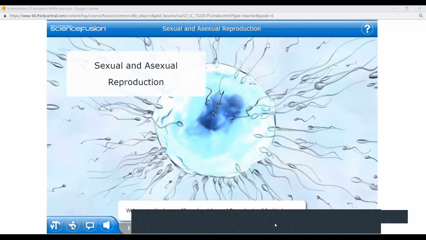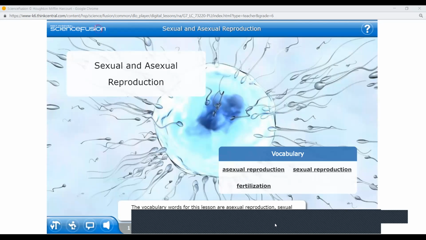Welcome to the lesson, Sexual and Asexual Reproduction. In this lesson, you will learn about ways organisms reproduce and the advantages and disadvantages of each type of reproduction. The vocabulary words for this lesson are asexual reproduction, sexual reproduction, and fertilization. Click each word to learn more about it.